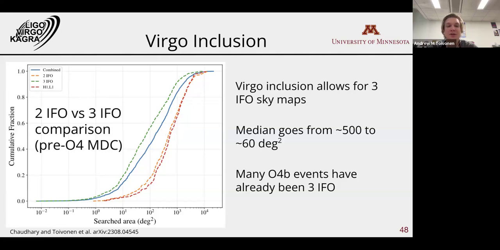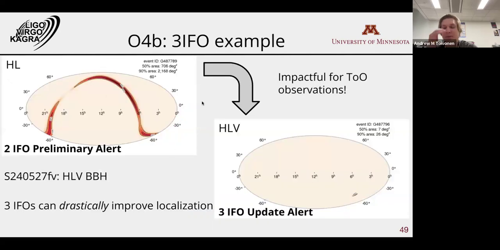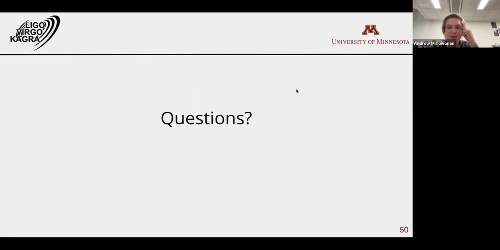We really need Virgo to improve our chances of finding a kilonova, because 500 square degrees is just a lot to cover. And it's great because many O4B events have already been 3 IFO. Again, they can't be too far, or we can't see them. But here's a 3 IFO example, and I already walked you through something like this. You see how we started with the initial preliminary alert of 700 square degrees for the median. And by the time all this was done and we had a 3 IFO update alert, we were all the way down to 7 square degrees, which obviously is night and day in terms of trying to make targeted follow-up observations.